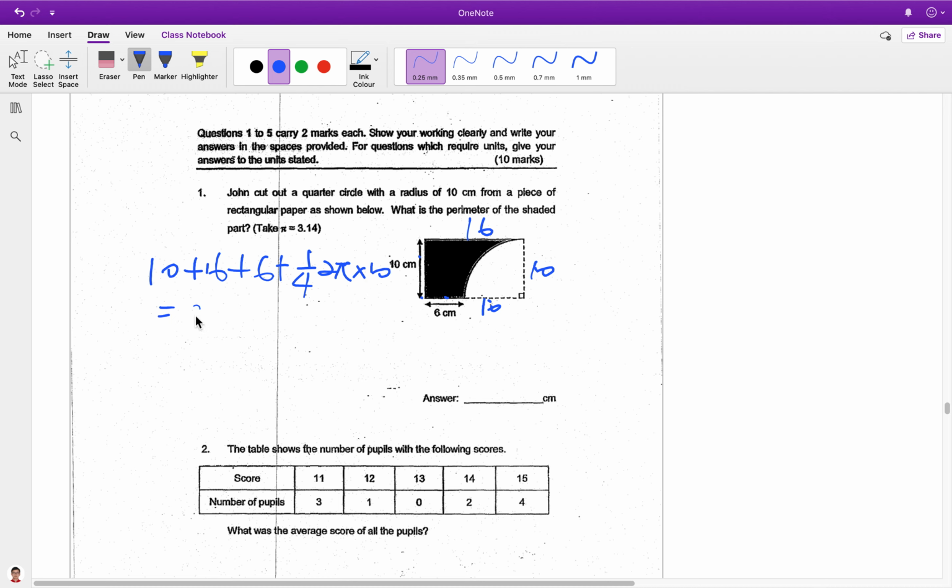So 32 plus this one cross is 1, 2, cross 5. 5 power. So it's 3.14 times 5, right? Plus 0.7, right? Answer is 47.7.